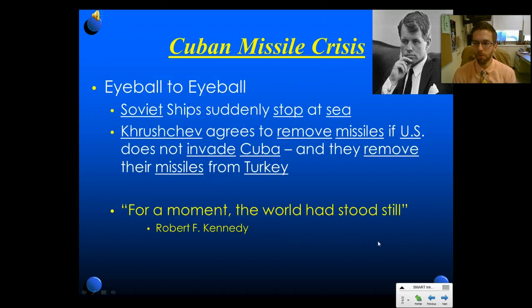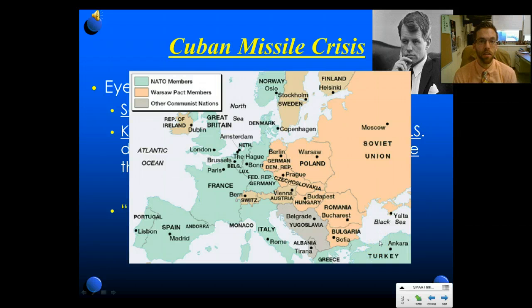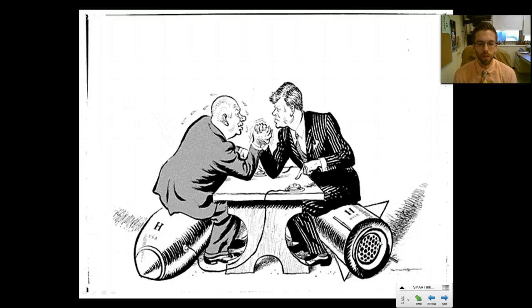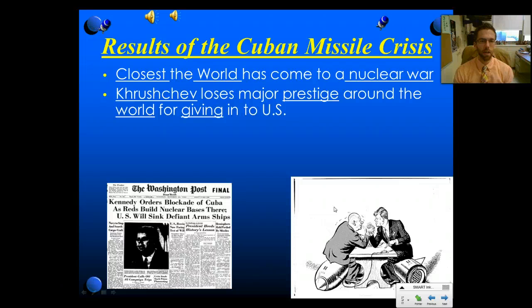So they take their missiles out, if we take ours out of here, and we agree to never invade them, okay? So you can see this arm wrestling match. If we win, if they win, either way, we're all dead, okay? So the results: this is the closest the world has ever come to a nuclear war. I mean, literally the fingers are on the button.